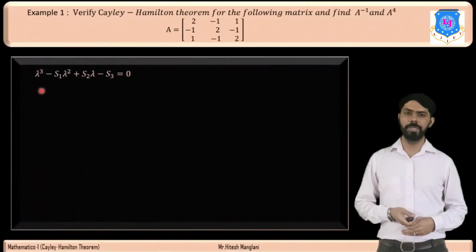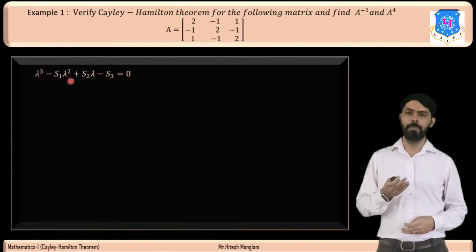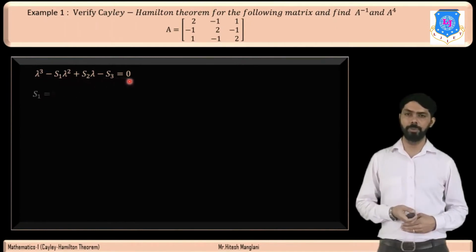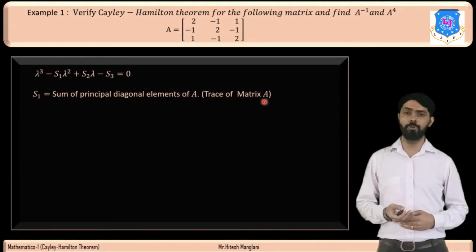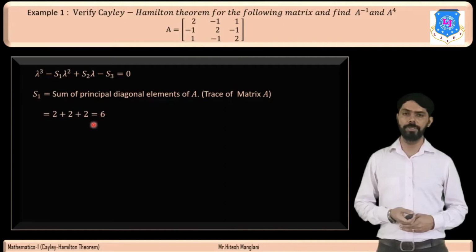Now the characteristic equation for a matrix of order 3 is given by lambda cube minus S1 lambda square plus S2 lambda minus S3 is equal to 0, where S1 is equal to the sum of principal diagonal elements of A, which is also called the trace of matrix A. So here the sum of principal diagonal elements will be 2 plus 2 plus 2, so it will be 6. Therefore the value of S1 is 6.